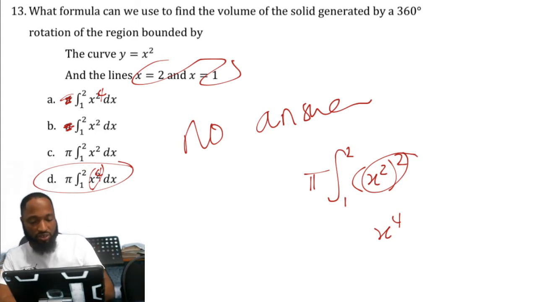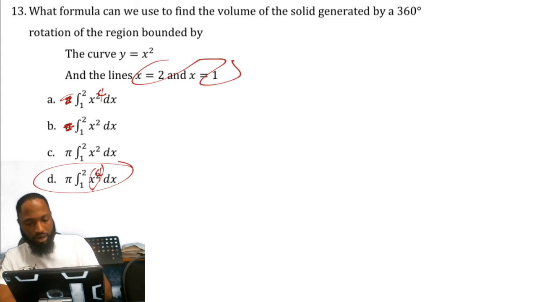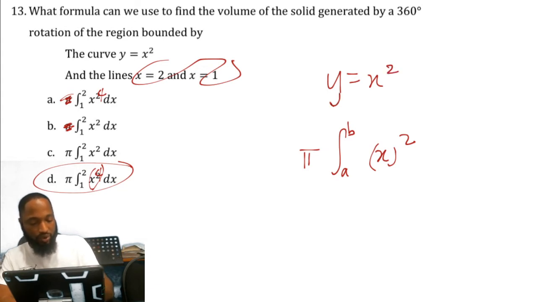Right? So just for those who say explain again in the chat. If you have y is equal to x, and you need to find the volume, it'll be between a and b, x squared, and you multiply by pi. But in this case, it was y is equal to x squared. So it's x squared squared. X squared squared is x to the power 4.